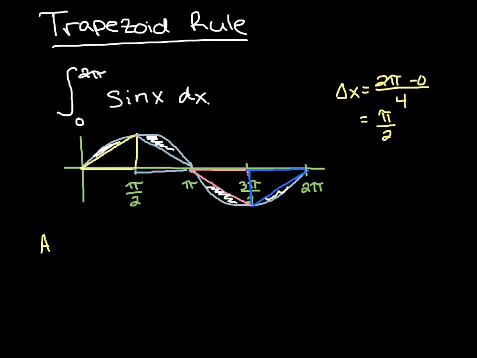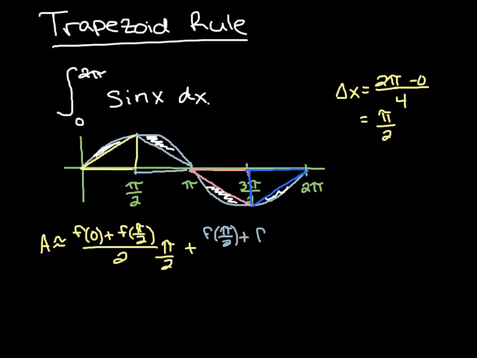So it is approximately, the area equation for a trapezoid is base 1 plus base 2 divided by 2 times the height. So our first base is going to be f of 0 plus our second base divided by 2 times our delta x, which in this case is pi over 2, so I'm just going to write that in now. Plus the area of our second trapezoid is f of pi over 2 plus f of pi divided by 2 times our delta x.